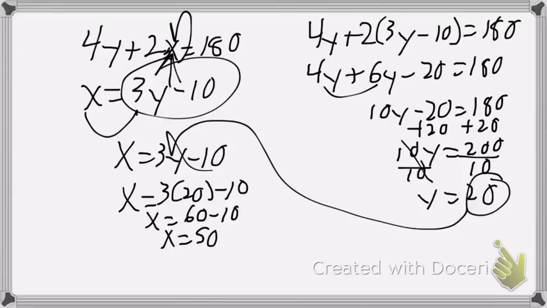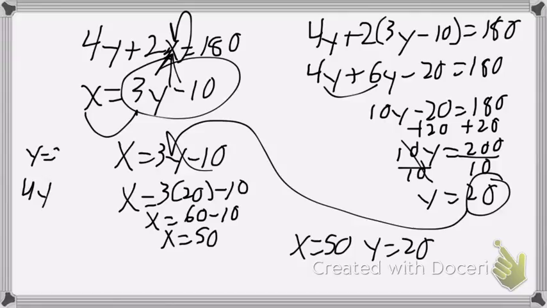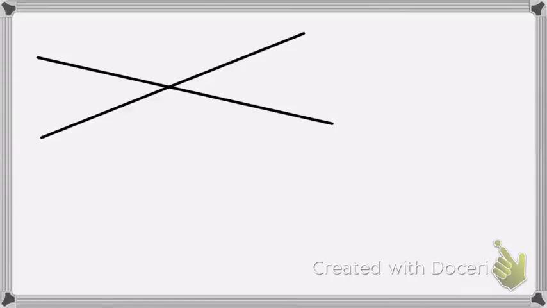Okay, so now we have x equals 50, y equals 20. So now we can go back and we can solve for those angles. We know that one of our angles is 4y. y equals 20. So that's 4 times 20. That's going to be 80 degrees. So if we go over here, this was 4y. So that's going to be 80 degrees.